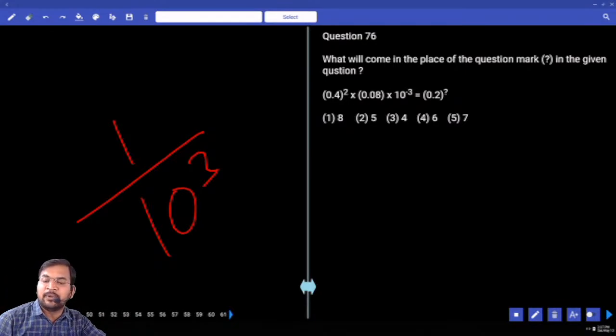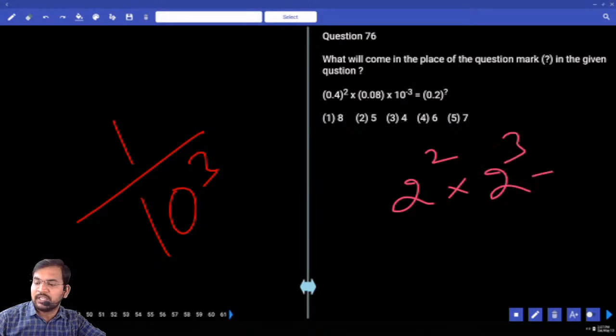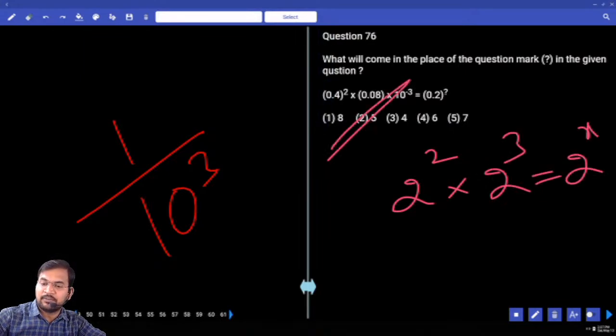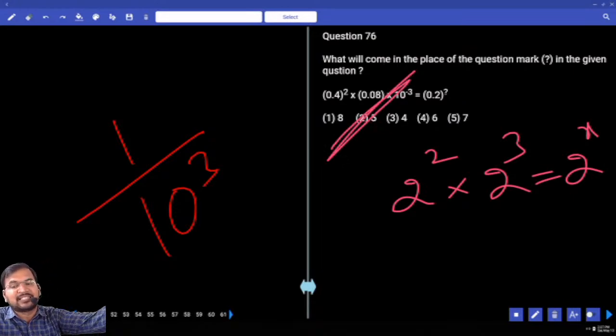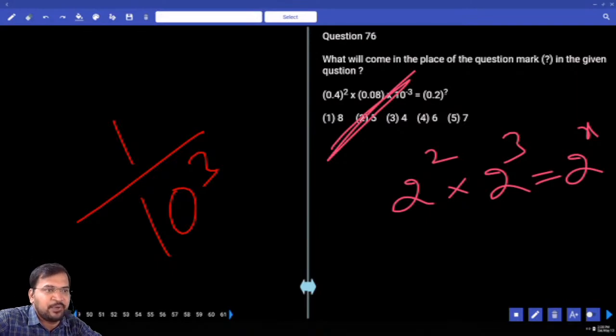Now look at it here. 4 you can write as 2 square. 8 you can write as 2 cube. That is equal to 2 to the power of question mark. That is nothing but x is equal to what? 5. Now decimals and those zeros automatically get cancelled on both sides. We don't bother about the zeros and decimals. Are you clear, na? Next question.